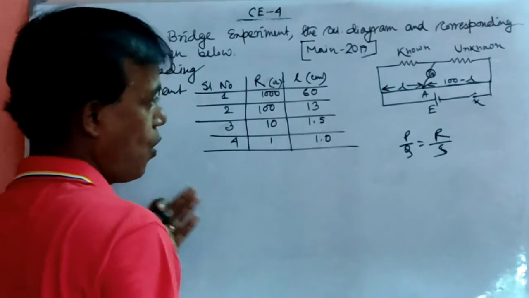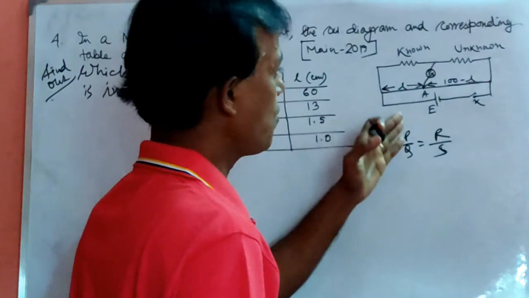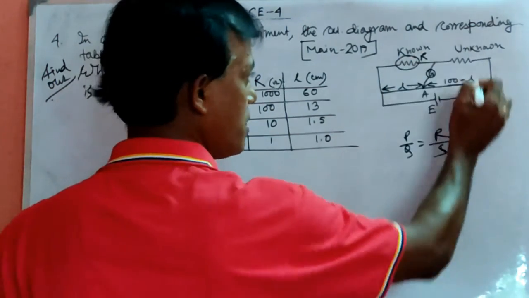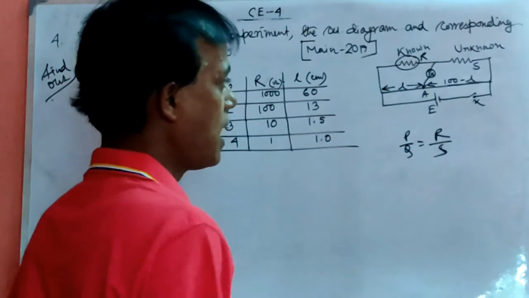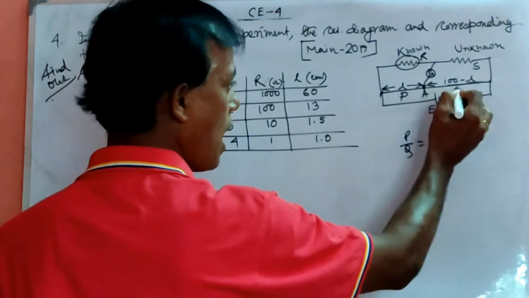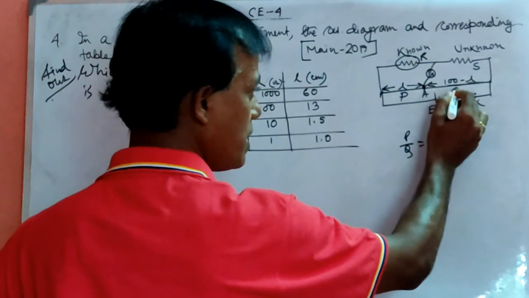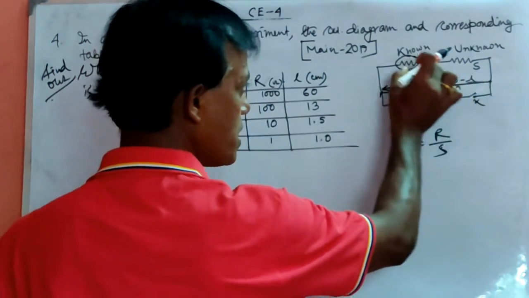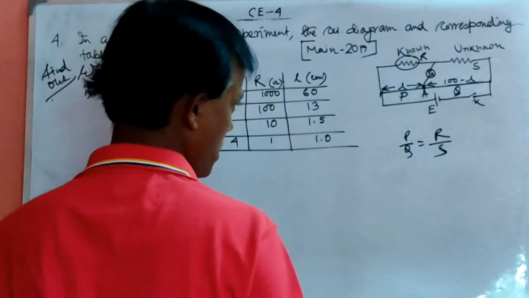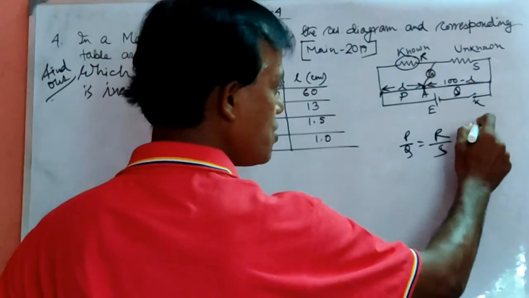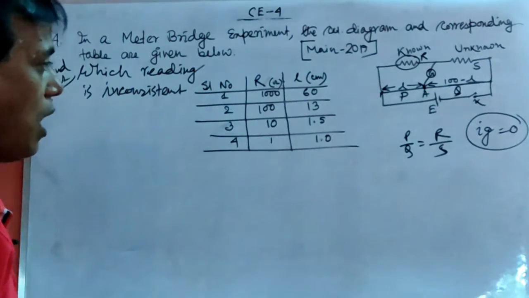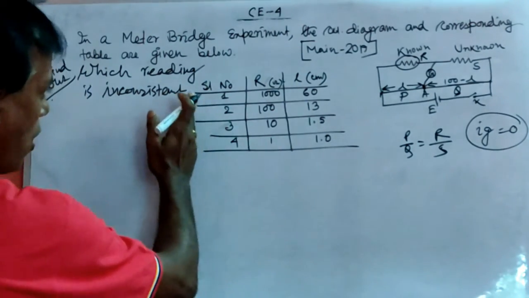First of all, I am going to introduce which is P, which is Q, which is R, which is S. This is the known resistance, this is R, this is the unknown resistance, which is S, and the resistance of this wire is P, and the resistance of another part of the wire is Q. So this is P, this is Q, this is R, and this is S. So this forms a Wheatstone bridge, and we know at the null point condition, P by Q is equal to R by S, when Ig is equal to 0, no current flows through the galvanometer. This is the null point condition.